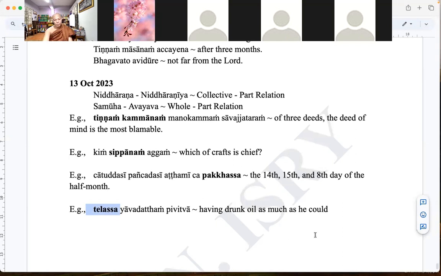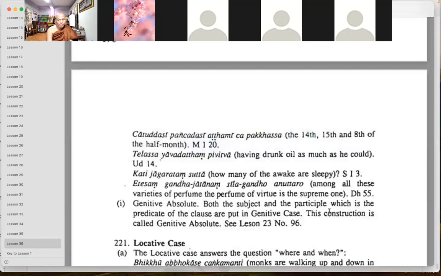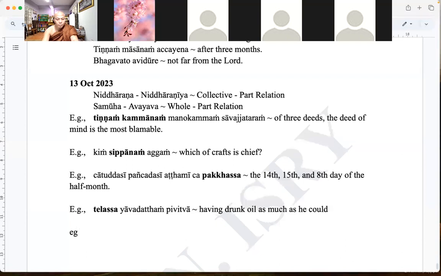So the lesser yawa does that with the genitive case. And then next example. Gati jagaratan sota. Gati jagaratan. So jagaratan is here, genitive case jagaratan. So sota. The meaning of kiddi is how many are sota. How many people are sleeping? A man has fallen asleep. Sota is the past participle of nusupati.